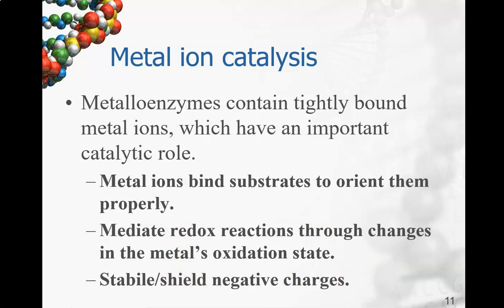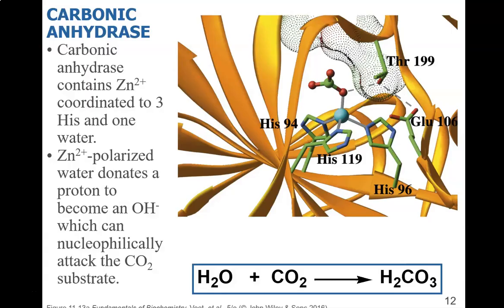And remember, all enzymes stabilize the transition state. That's how you speed things up, by lowering the activation energy of the transition state. That's how you speed up a reaction. So carbonic anhydrase is an enzyme we're familiar with. We know that we take water and CO2 to make carbonic acid. And this is what the active site looks like.